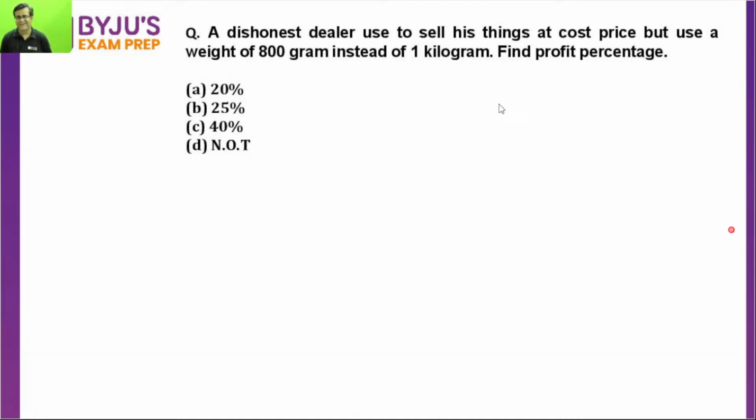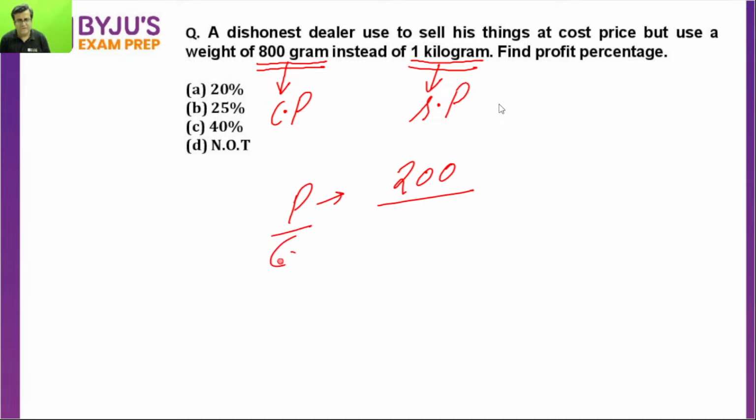CP is 1000, not 800. If you are a businessman and you are giving 800 gram, that should be the cost. If he is saying that he is giving 1 kilogram, he is selling the article by saying this is 1 kilogram. Everybody please confirm. If the shopkeeper is giving 800 gram, this is the cost. But if he is charging for 1000 grams, this is the selling. So 200 grams is the benefit, and benefit is always on the cost, into 100.